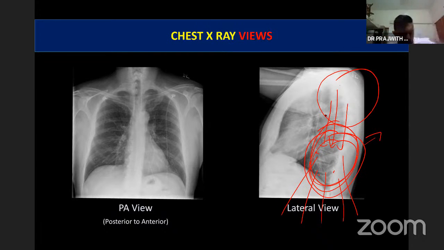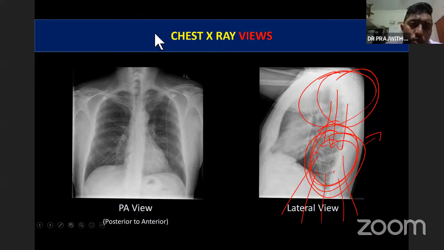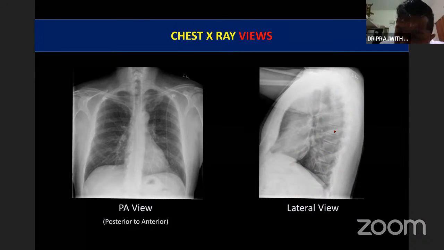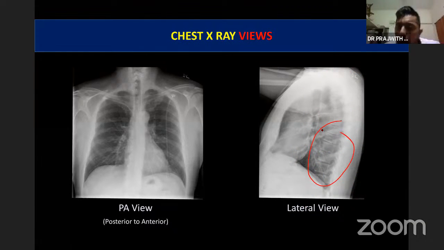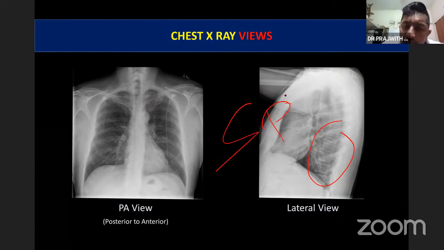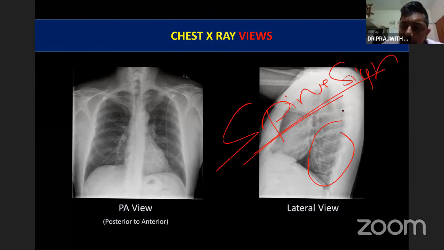The body habitus might remain the same, but at the level of the shoulder, there is more and more soft tissue. But as I go down, the amount of soft tissue reduces, but the lung volume increases. So that's why it will allow more X-rays to pass through it. That is why the lower spines are appearing blacker. This is called the spine sign.